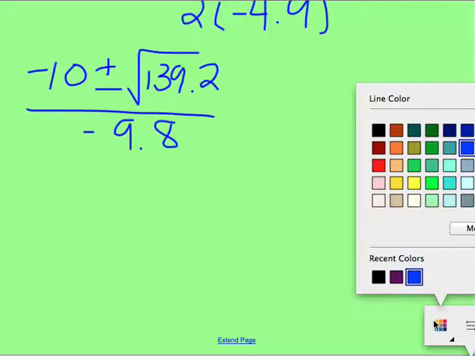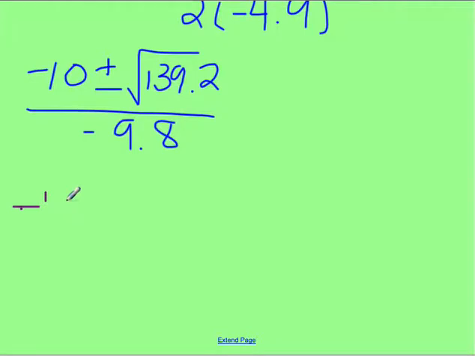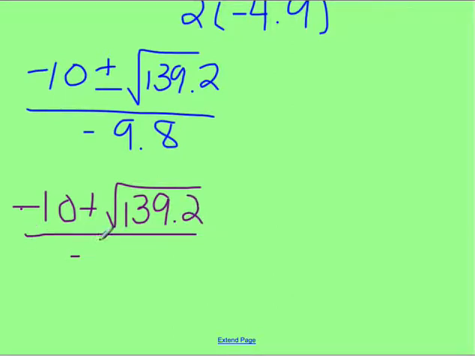So first let's try our plus version. Now in our experience in the past, the plus version has led to a negative number, but let's just check just in case. So I get negative 10 plus the square root of 139.2. Then you're going to enter that in your calculator, hit enter, and then take whatever answer you get and divide it by negative 9.8. And when you do that, you end up getting, surprise, surprise, a negative seconds.